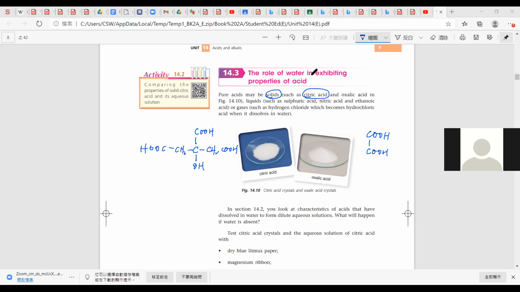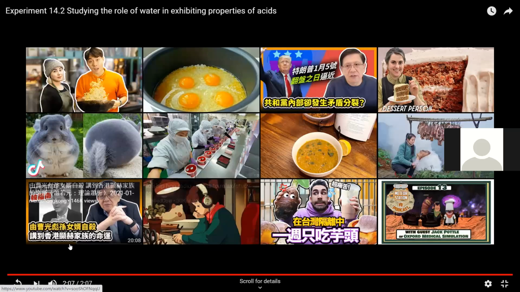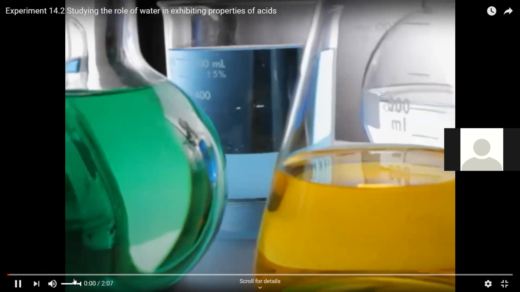Now, solubility is a physical property. Chemical property. What experiment did they perform to exhibit this chemical property? I put it with magnesium ribbon, right? I put it with solid sodium carbonate. So, what is the expected observation? You forgot? Corrosion. Agree?